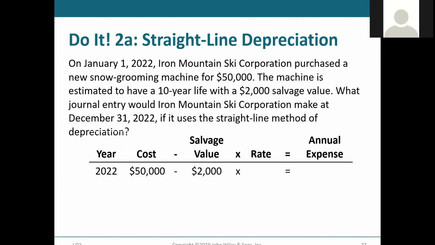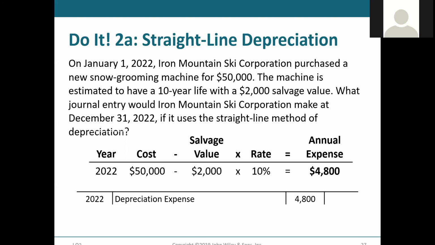Cost minus salvage value times the rate equals the annual expense. How'd they get the rate 10%? It's 10 years, 1/10. And there's your journal entry. Debiting depreciation expense, crediting accumulated depreciation.